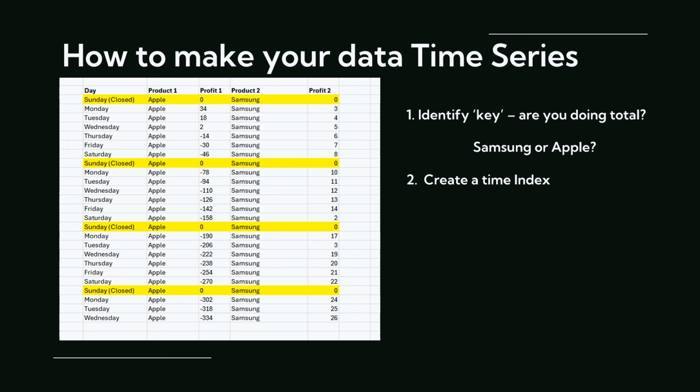So once again, decide if you're trying to predict or forecast the total profit or by product, Samsung or Apple. And it is always an excellent idea to remove days that you know are going to be closed. Stat holiday is another one, right? If you want to ensure the data takes into account the days when it's going to be closed, that's going to be a good thing. Or else your model will always be having some sort of issues.